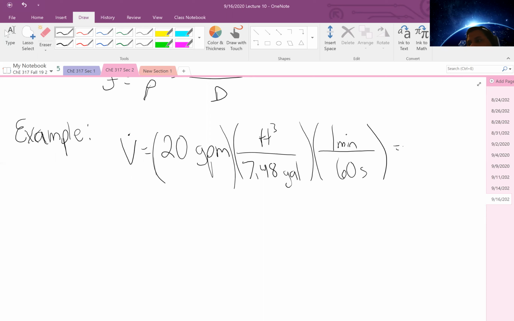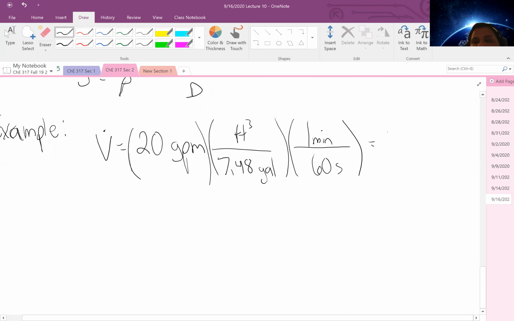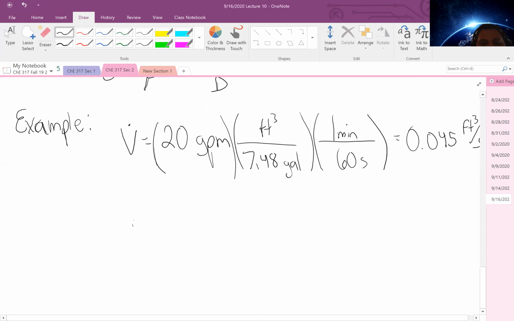So for this, we find approximately 0.045 cubic feet per second is our flow rate. Our pipe diameter is 3 inches of Schedule 40, which is 3.068 inches, which is approximately 0.256 feet.